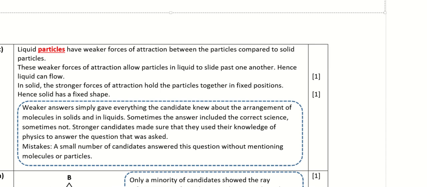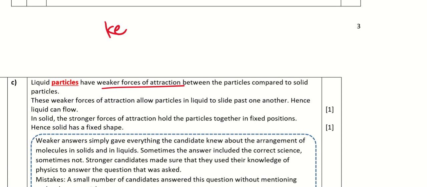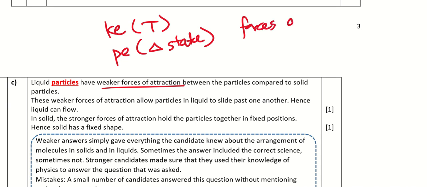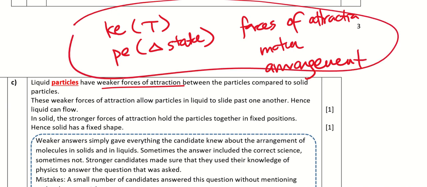Now, explain using kinetic theory why a liquid can flow but a solid has a fixed shape. Let's look at the answer. Liquid particles have weaker forces of attraction. So for the kinetic theory, they like to ask you about KE, which is linked to temperature. They like to ask you about PE, which is linked to change in state. Then they like to ask you on forces of attraction, on the motion, and on the arrangement. So all these are the concepts that will be tested. If you know all this, basically you can score in this chapter.